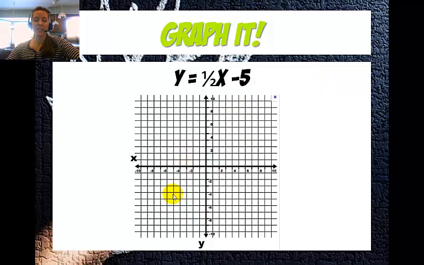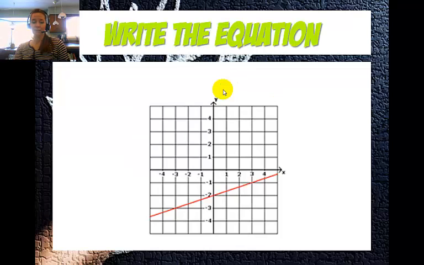Okay. This one, starting point of negative 5, way down here. And then I'm going to go up 1 over 2, up 1 over 2, up 1 over 2. Remember that our slope, if it's positive, it's going to go up to the right. So this is a positive 1 half. That's good. All right, now we're going to have to work backwards as well.